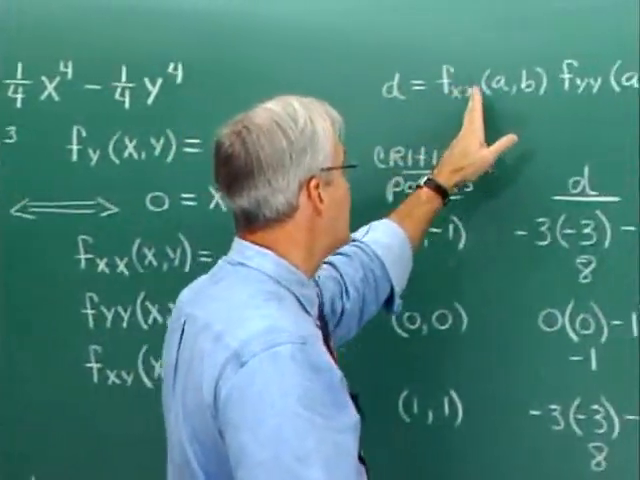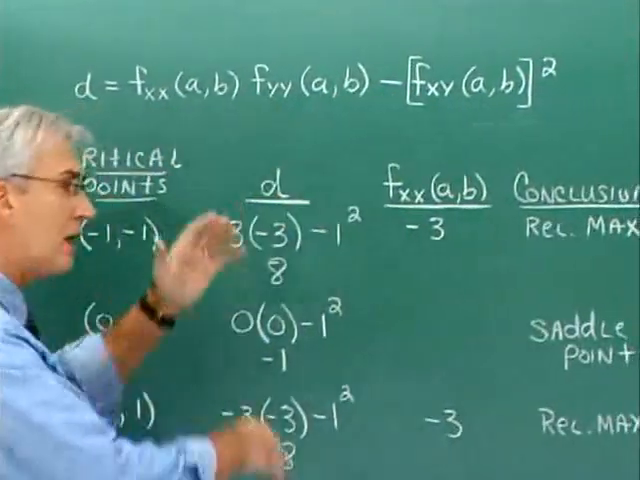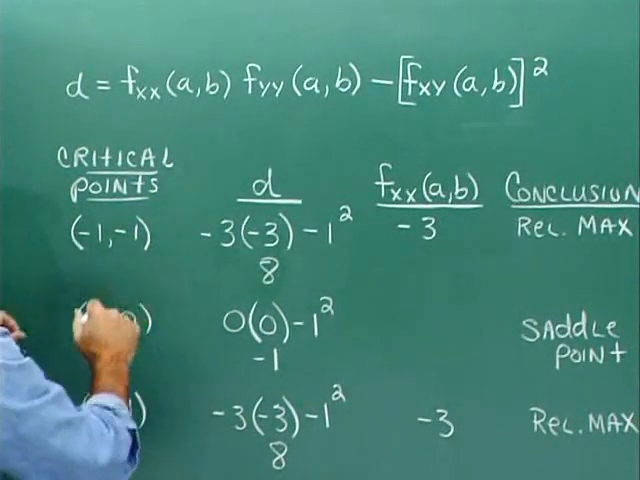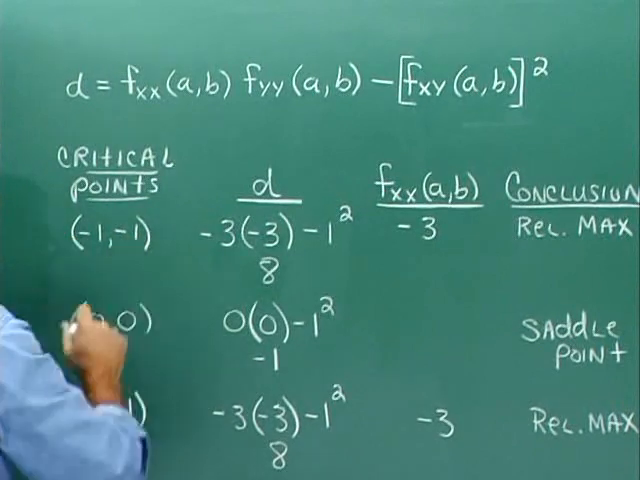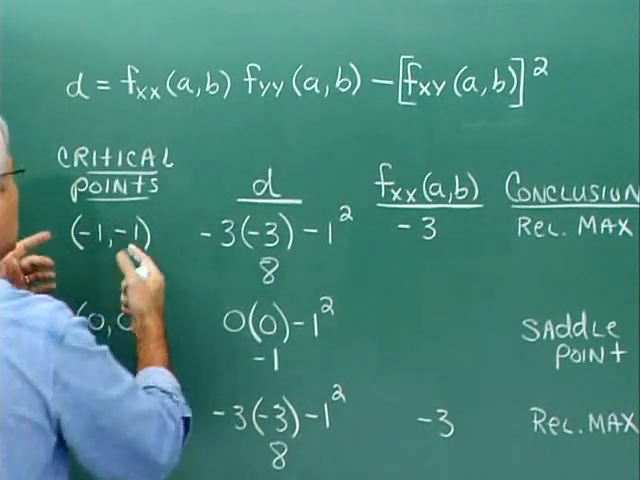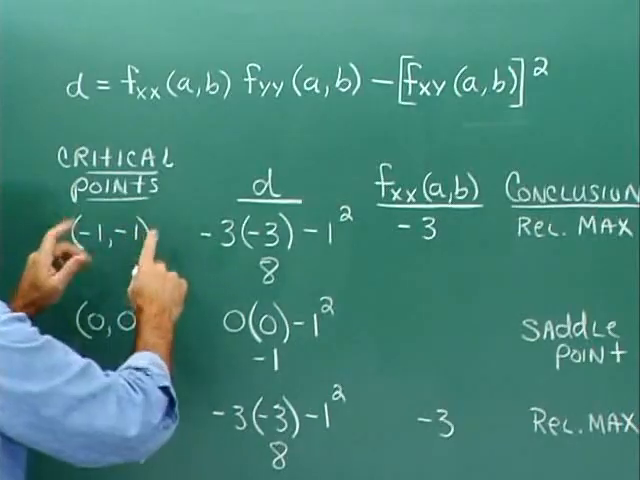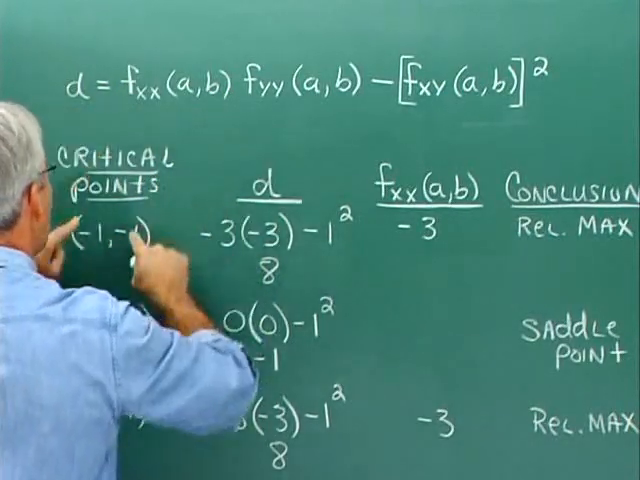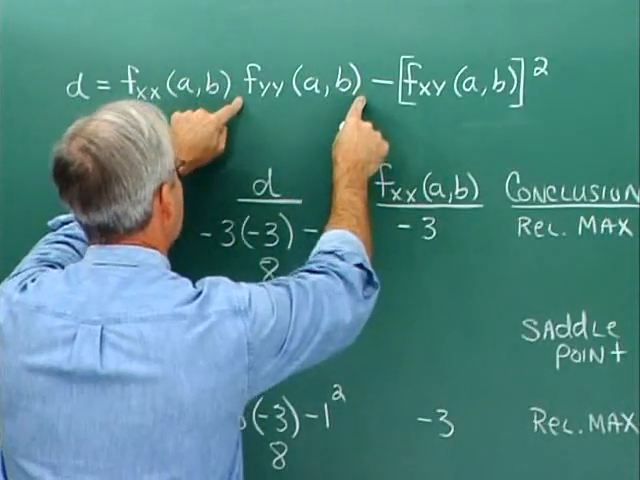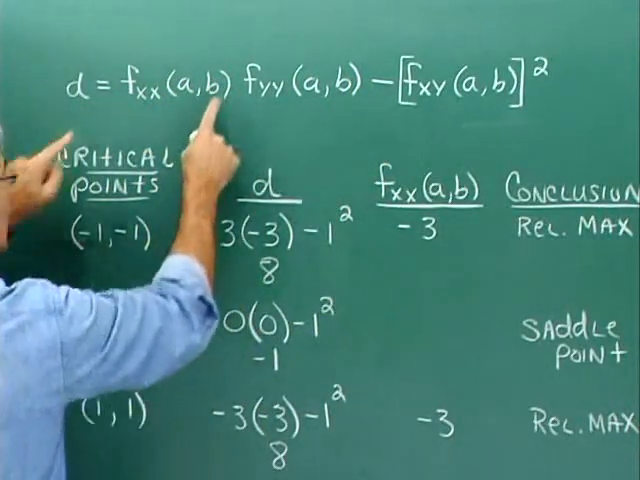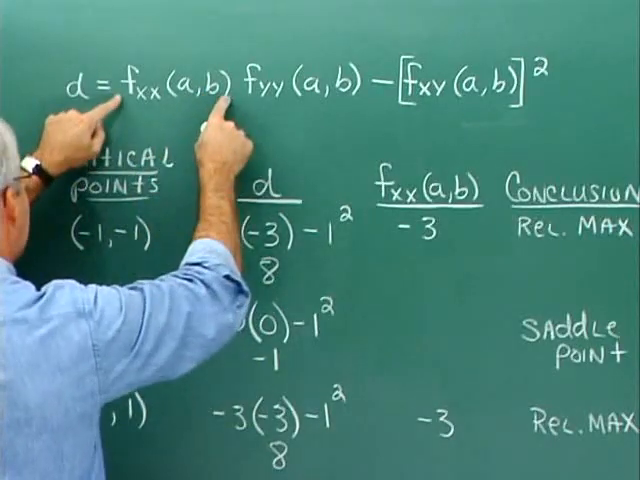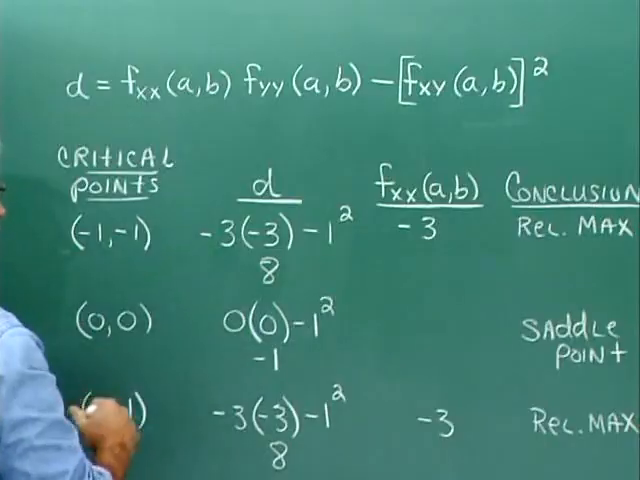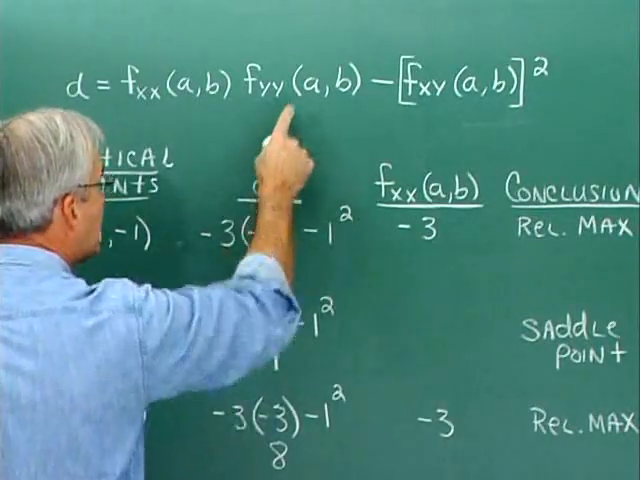So D has this. Here's the formula for D, and we're plugging into it. So we pop information in according to our critical points. So the point negative 1, negative 1. Now we're putting negative 1, negative 1 into the expression for this partial derivative function, and negative 1, negative 1 into this partial derivative function. And we find out that when negative 1 replaces x and negative 1 replaces y in this function from the expression over here, it's negative 3. And this also is negative 3.